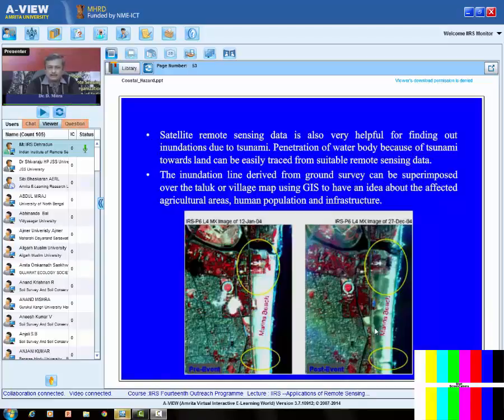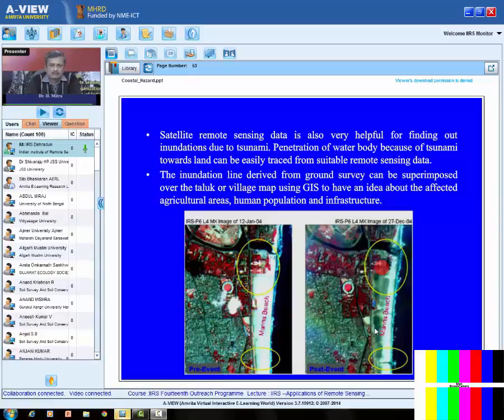This is our area, Marina Beach, in the pre-tsunami and post-tsunami images. You can see in this part, particularly this area, a new channel has been created after the event. You can see the white beaches of the Marina. Water has come on top of the beaches. You can see this vegetation has been destroyed. Satellite remote sensing data is very helpful for finding out the inundation due to the tsunami. Penetration of the water body towards the land because of the tsunami can be easily traced from remote sensing data. That is how you can see how much water has gone.